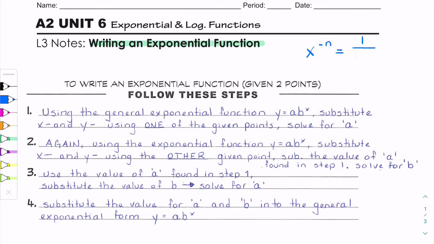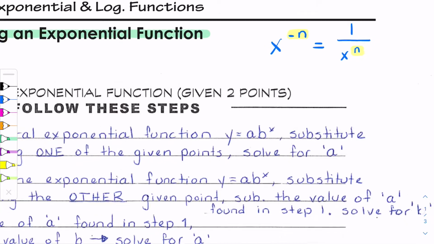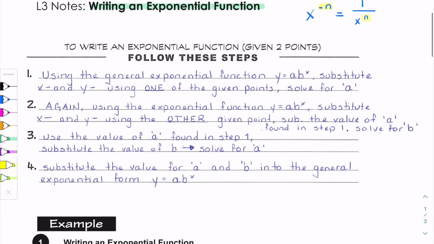If you have any number raised to a negative exponent, it becomes a positive exponent in the opposite location. So my example here is x to the power of negative n. I rewrite that as 1 over x to the power of positive n. And you're going to need to remember that for problems like this today.